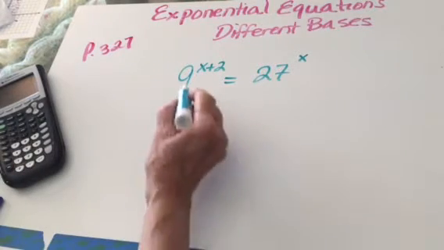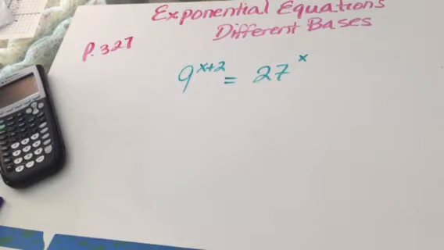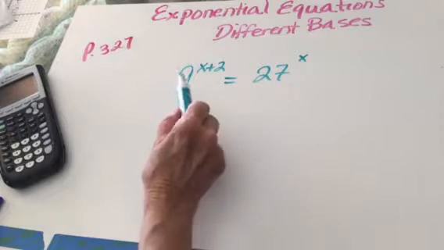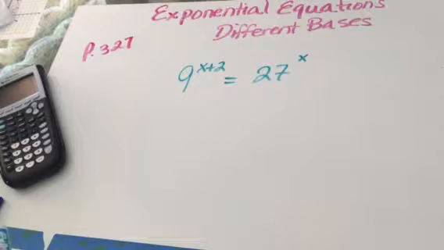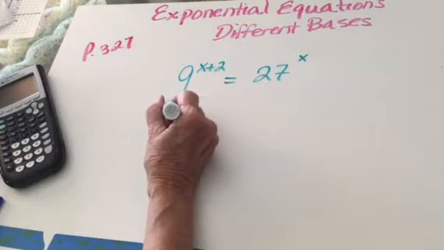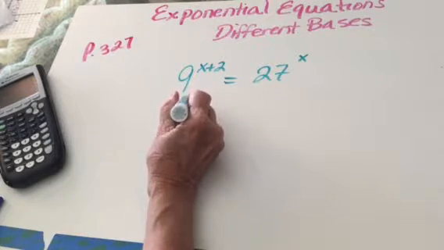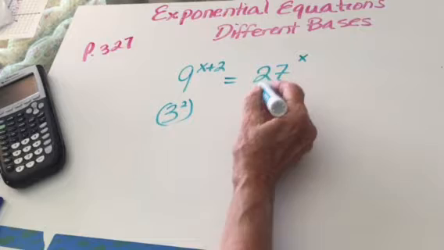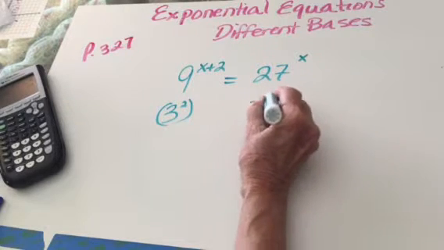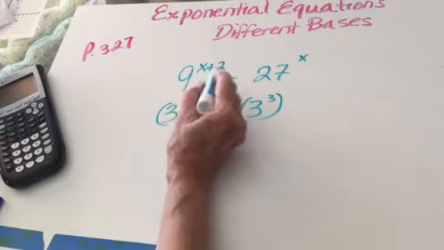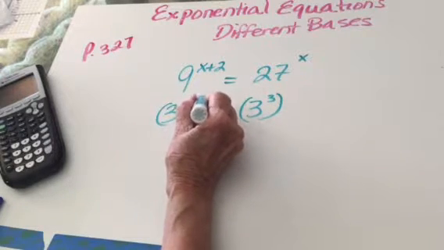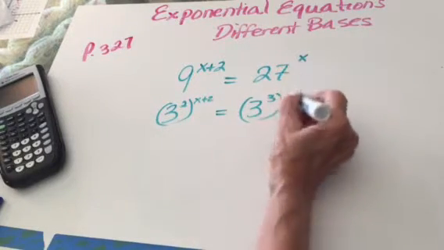So is there a different base that you could turn both of those into? Guys, I don't know about you, but when I see a 9 and a 27, I think 3. Because 9 is really 3 squared, isn't it? And 27 is 3 cubed, isn't it? All right, now I just throw this on there: x plus 2 equals x.